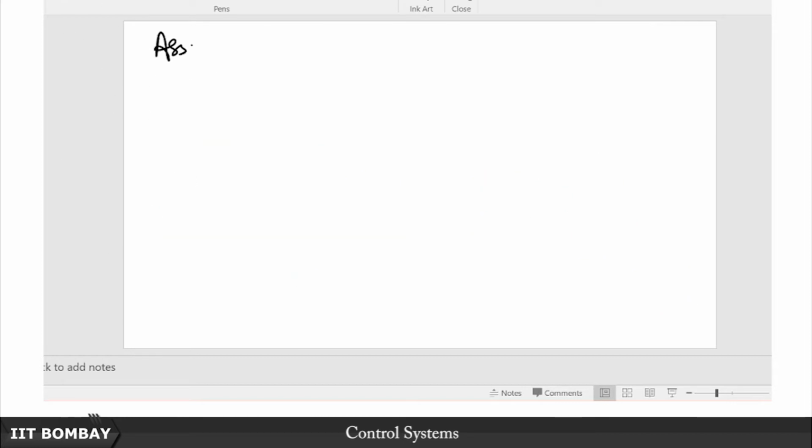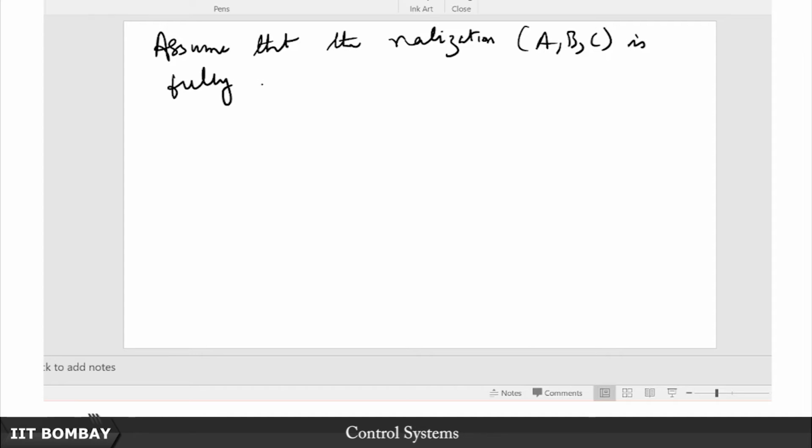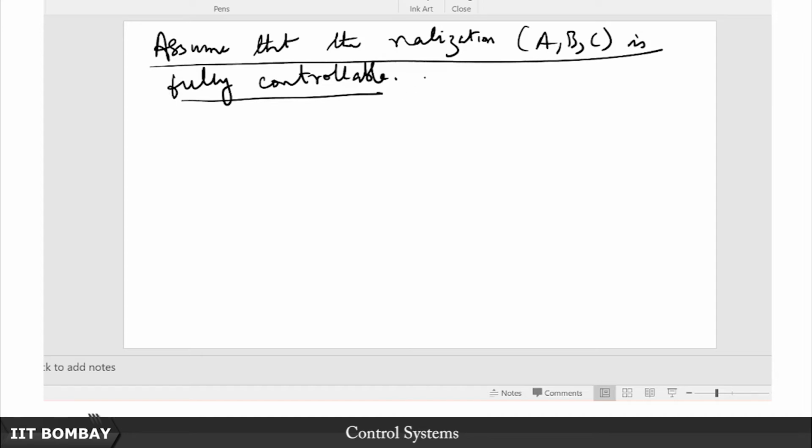So we start off with an assumption: assume that the realization A, B, C is fully controllable, which means, of course, that the controllability matrix of A, B is, in a multivariable controls course, you would say it is full row rank. For our purpose, single input, single output, we will just say that the controllability matrix is invertible.